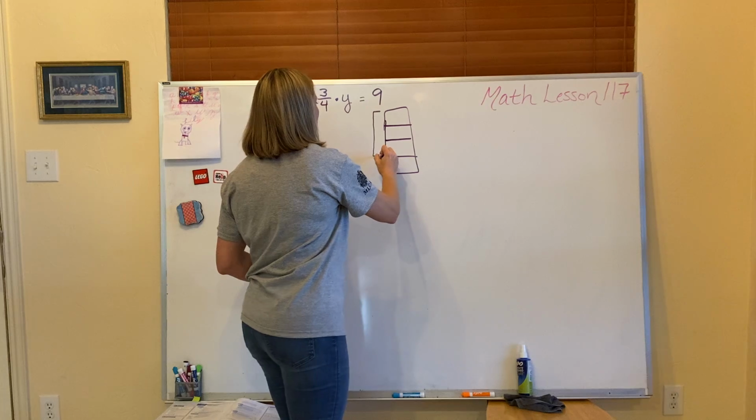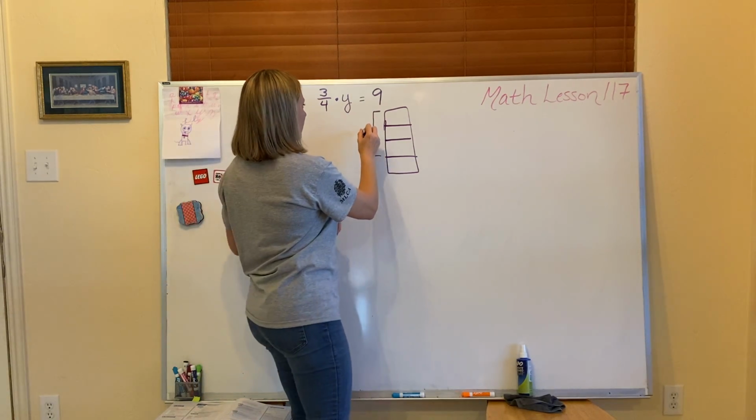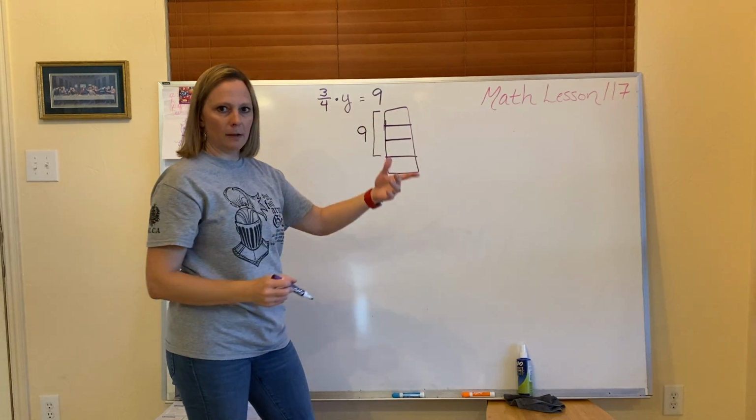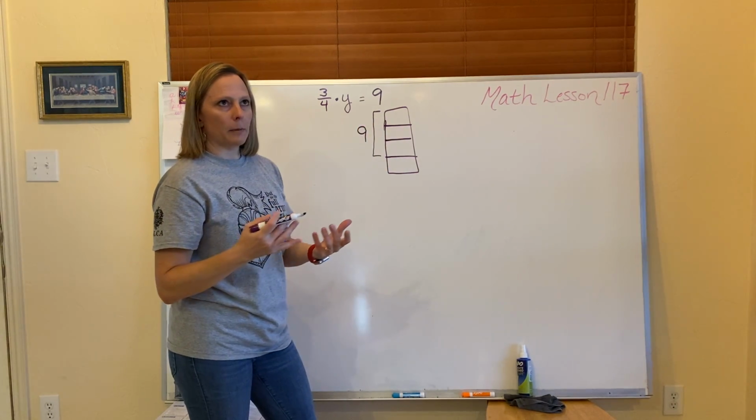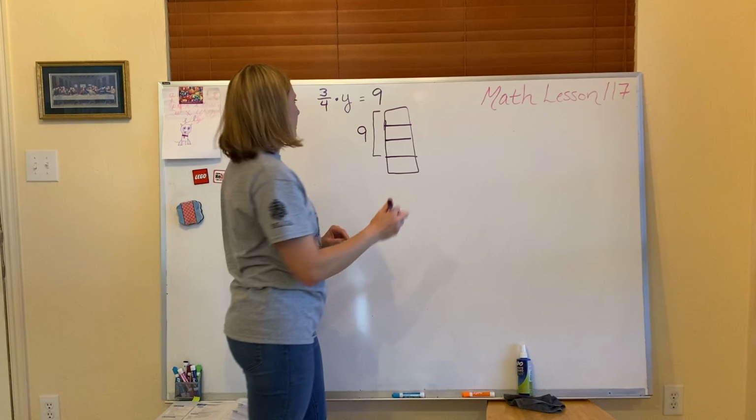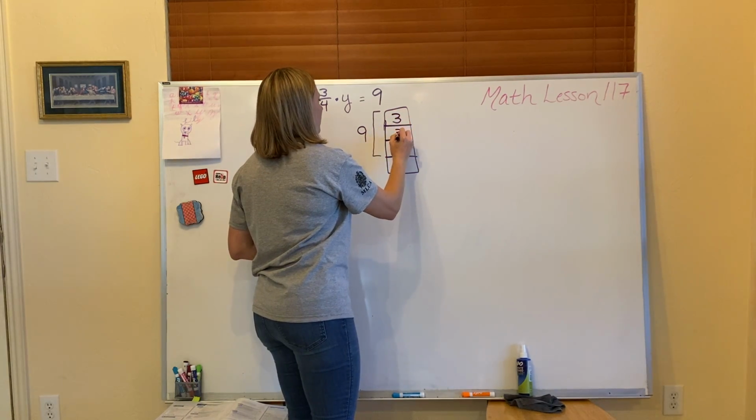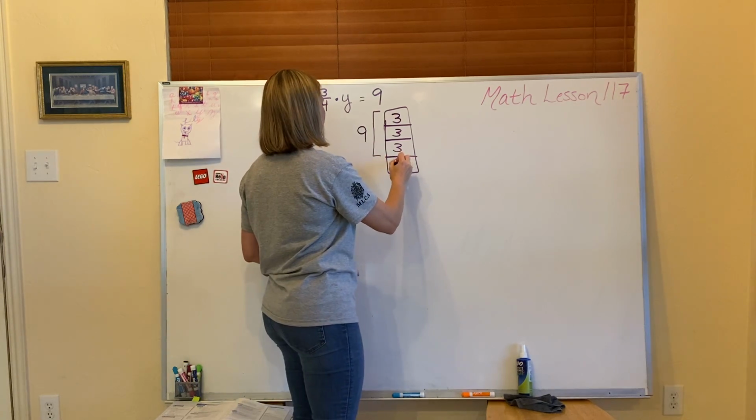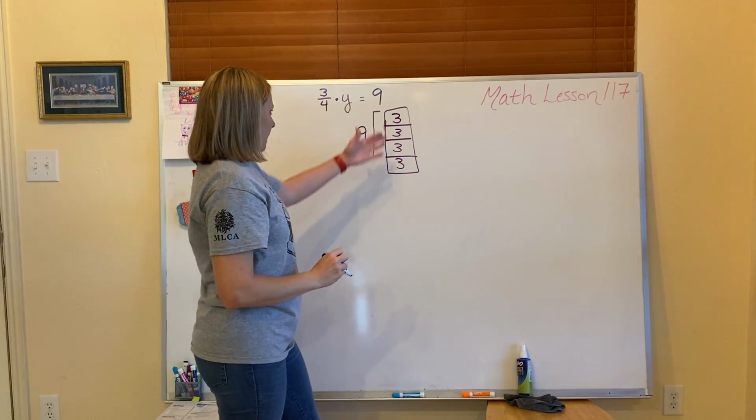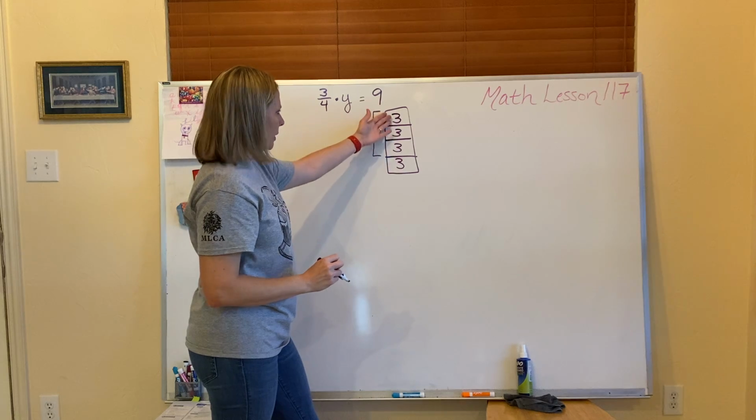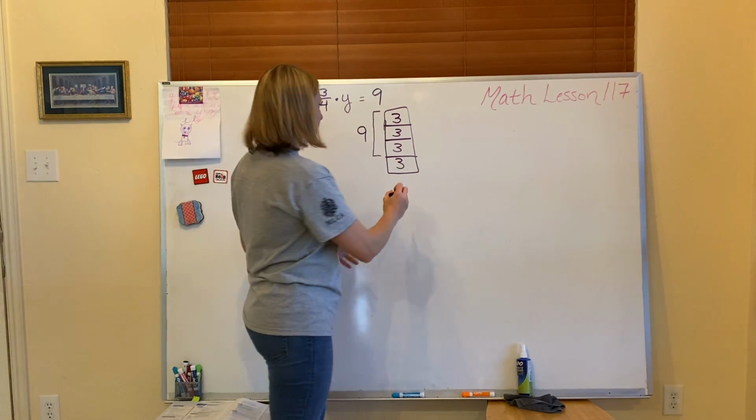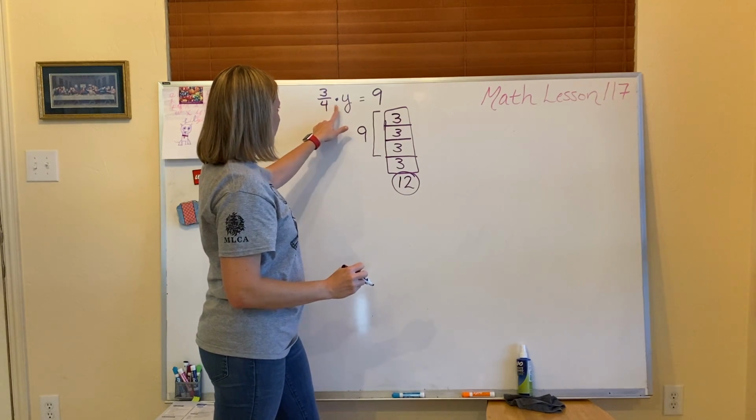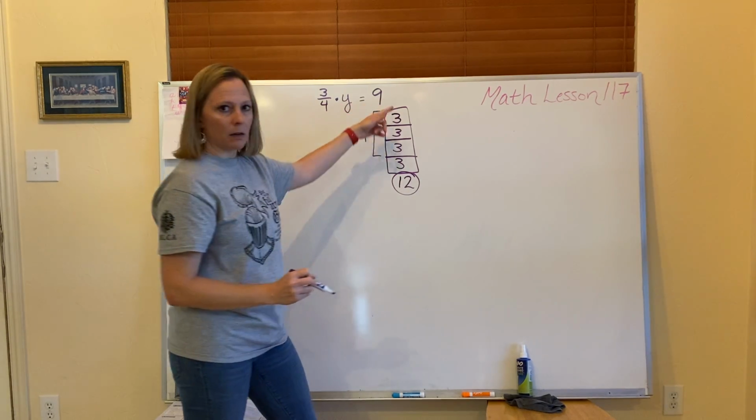So 3 of these boxes equal 9. That means 9 needs to fit into the 3 boxes evenly. So 9 divided by 3 is 3. And we put 3 in each box. So what's our total number? 3 times 4 is 12. So 3/4 of 12 equals 9.